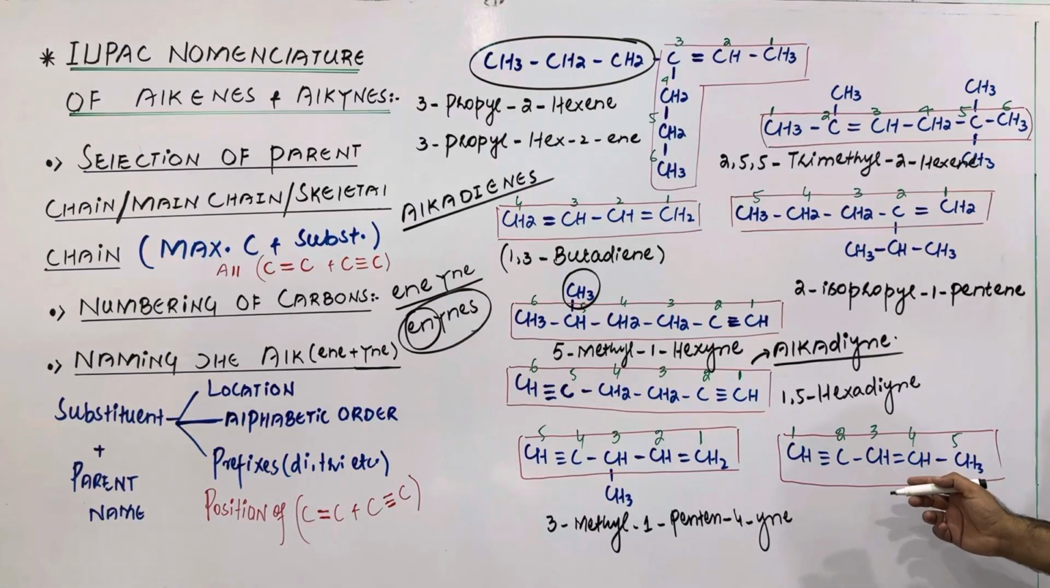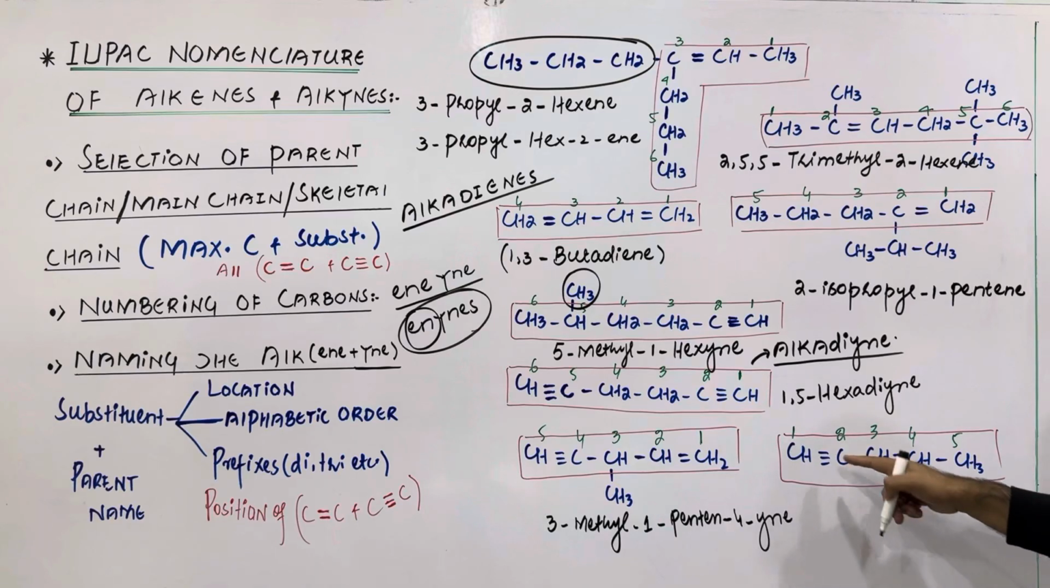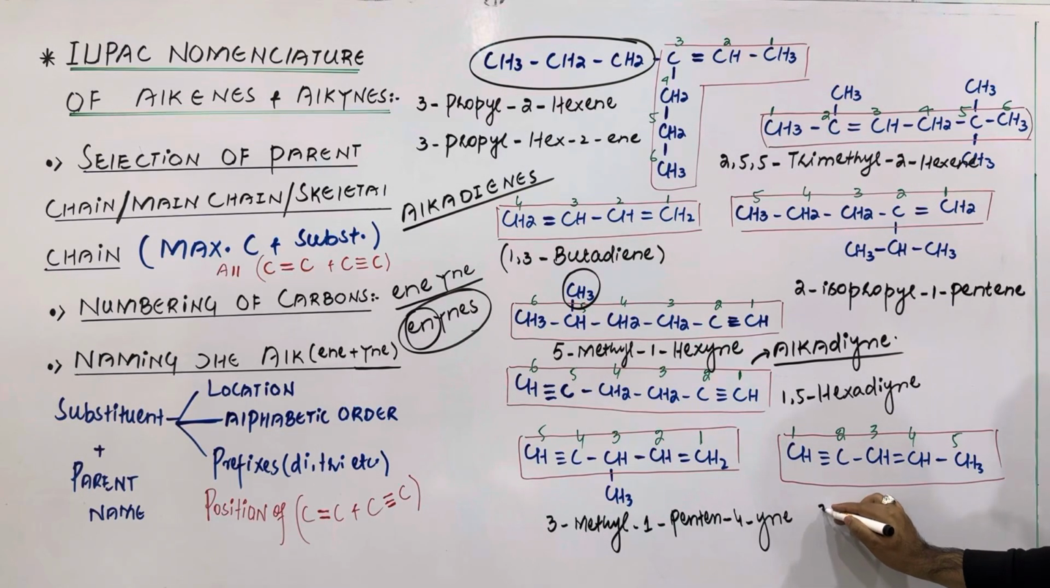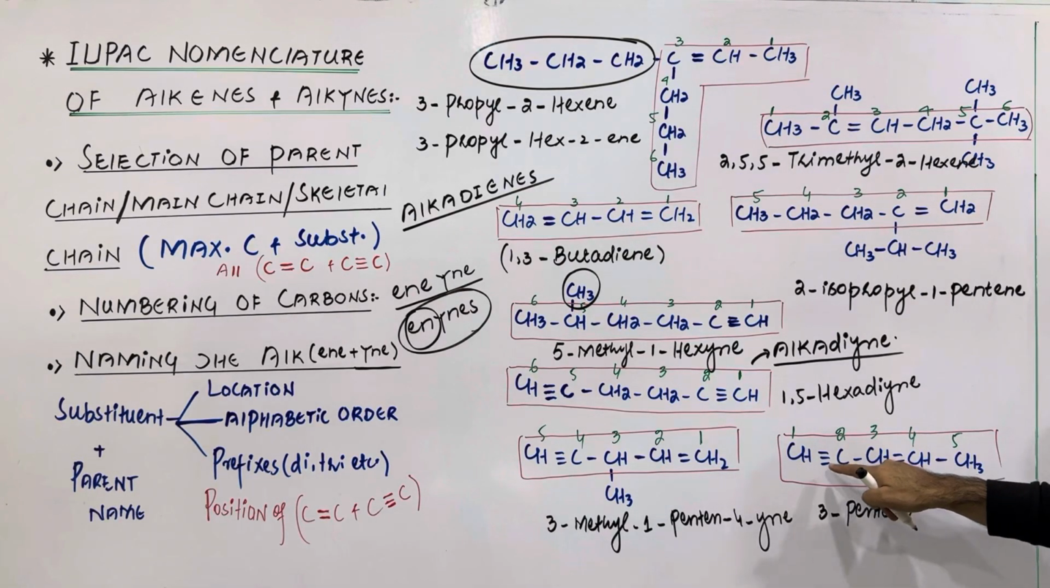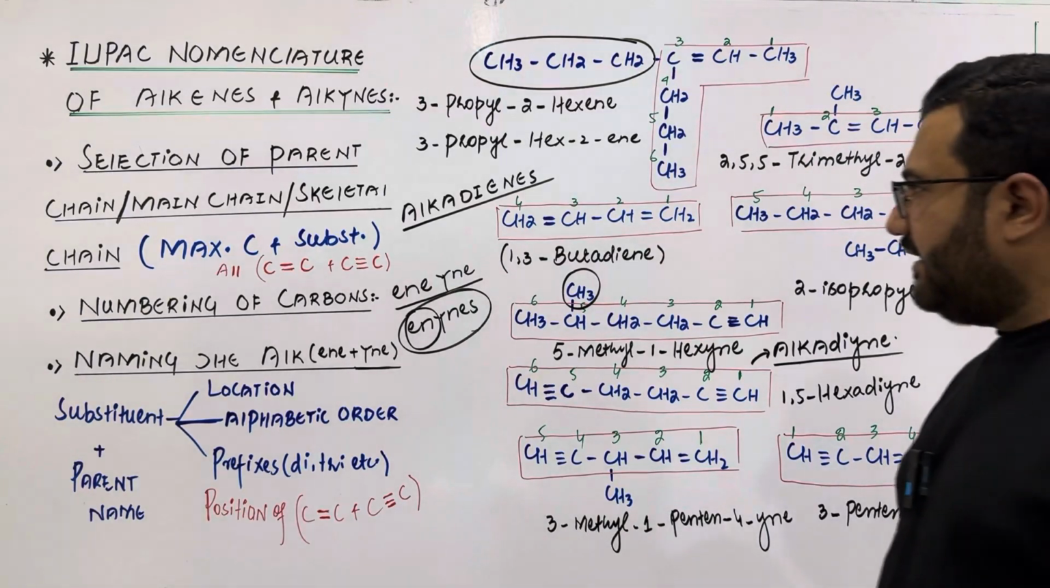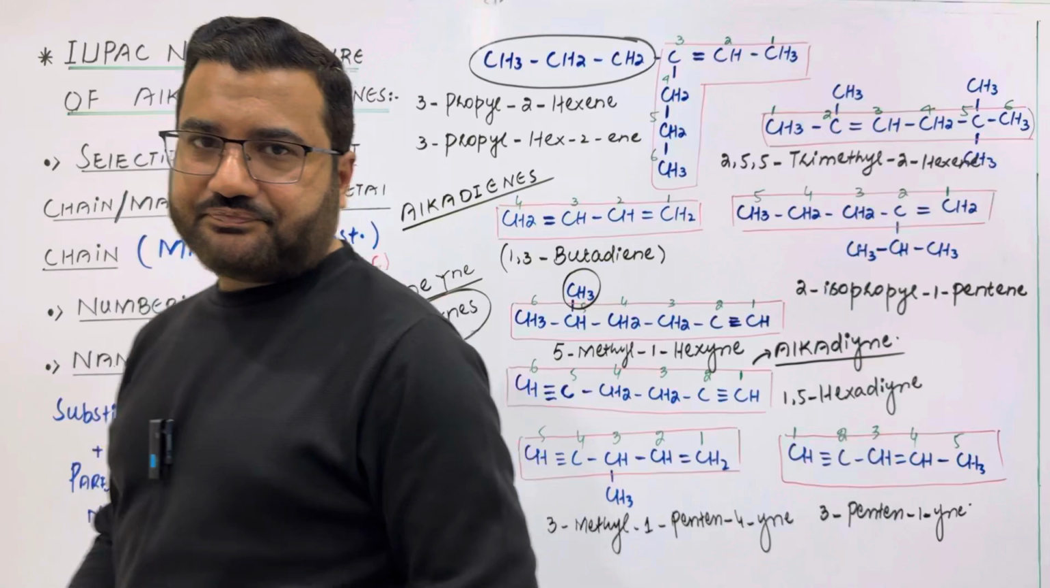In this case, there is no substituent. So first of all, mention the location of the double bond. Forget about the triple bond. It is 3, and there are 5 carbons, so it should be pentene. It is 3-pentene. Now, for naming the triple bond, you will remove this e. It will be 1-yne. So 3-penten-1-yne, that will be its correct name.